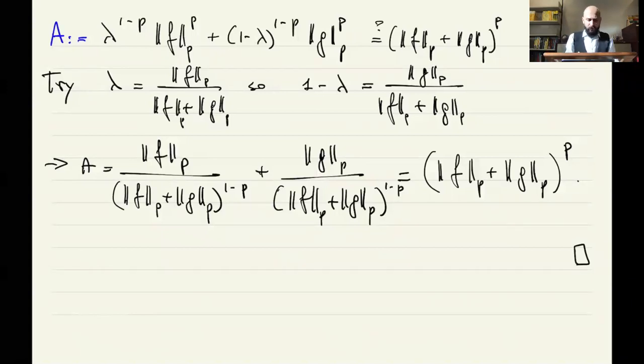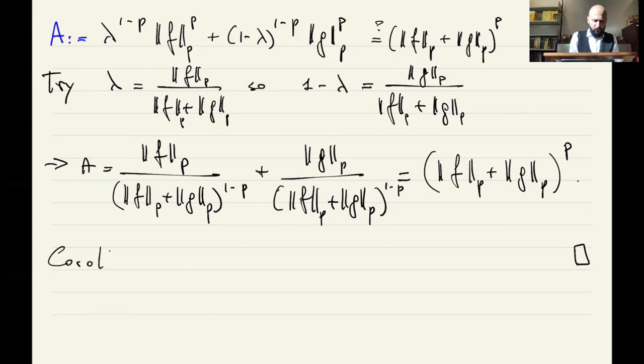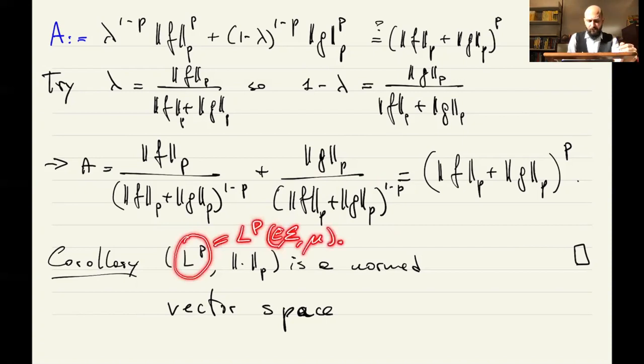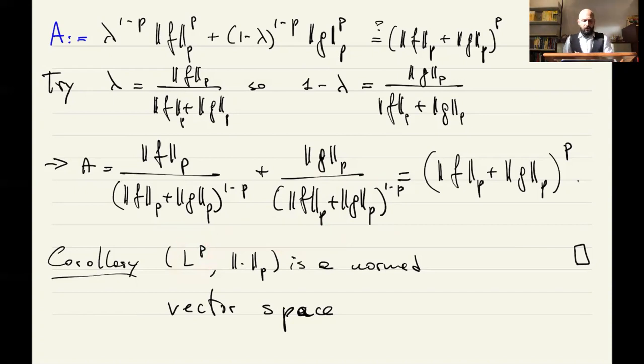Okay, so now that we have the Minkowski inequality, we can write the corollary that L^p together with the p norm is a normed vector space. Remember that this L^p is an L^p of E and mu, so it might depend on the choice of mu. All right. So we proved that L^p is a normed vector space. Now let's go back to the case of p equal to infinity.